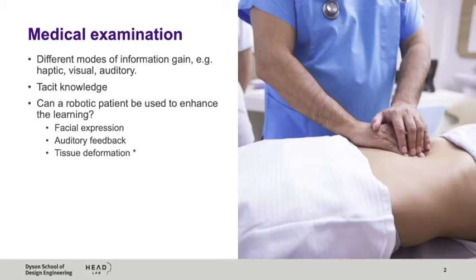So in order to reduce this time, in order to help them to go quickly into their learning and training, there is this idea of a robotic patient that can provide both visual feedback, like with facial expression, and auditory feedback, for instance. And of course, it's very important that the robotic patient can have correct tissue deformation under the forces that are applied to them.